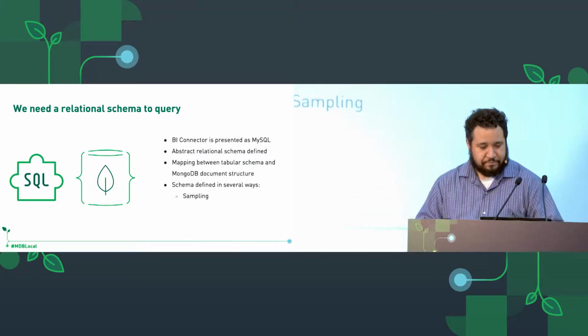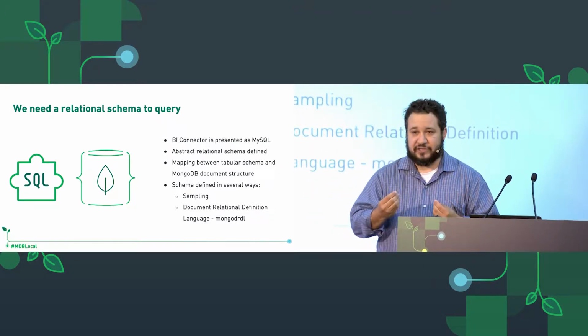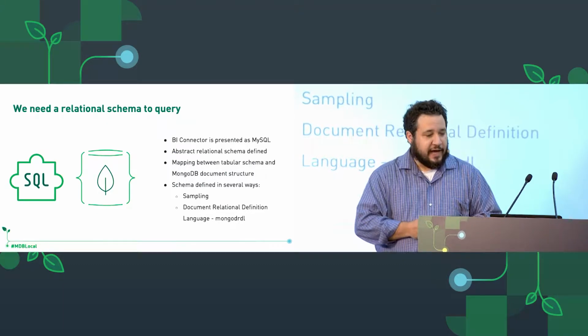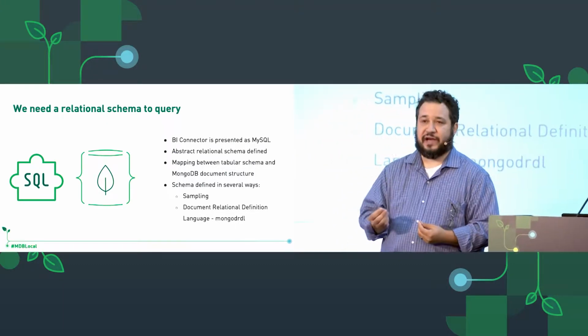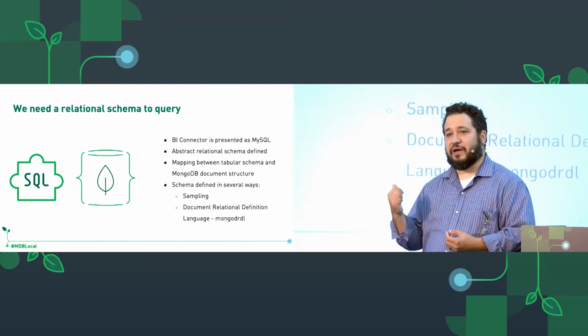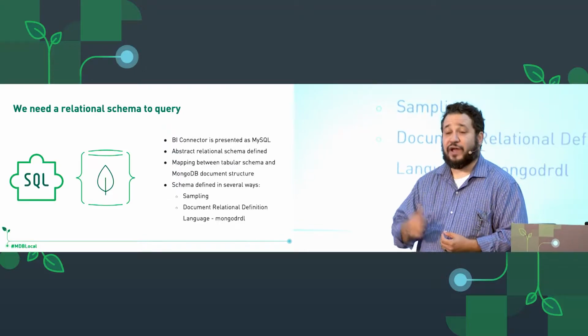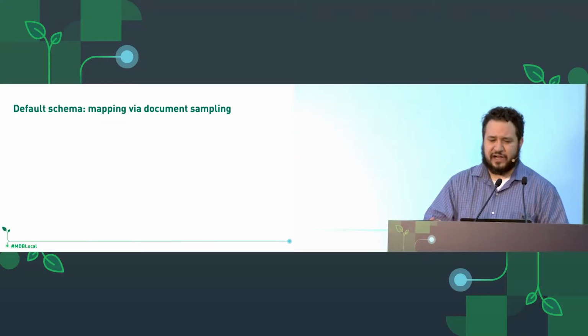But I'll talk about a couple of use cases where you may want to be a little more creative than that. And then we also have the document relational definition language, so MongoDB. And this allows you the ability to customize a schema. And I'll give you some specific examples of why you may want to do that and when you may want to do that and how you do it in just a moment. But first, let's talk about our defaults.